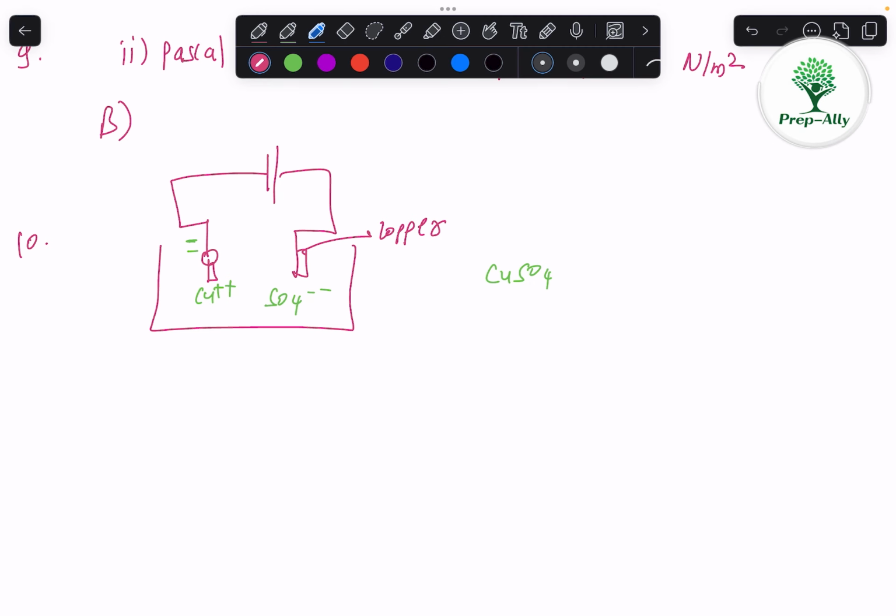So in this 10th question, the answer is CuSO4, because the copper is coming from here and being deposited here. So we need copper first of all in the solution. So it has to be Cu++ inside the solution, and to balance it out, SO4 minus 2 should be there. So CuSO4 is the answer.